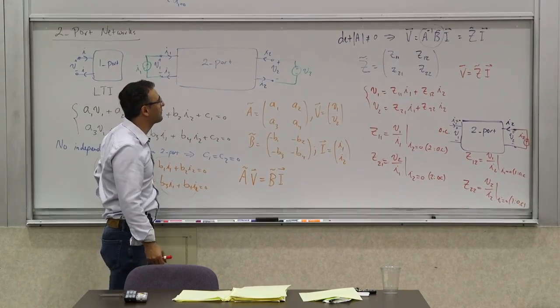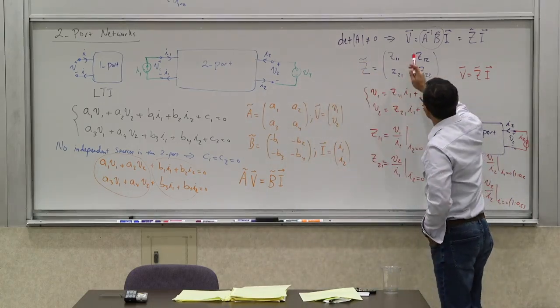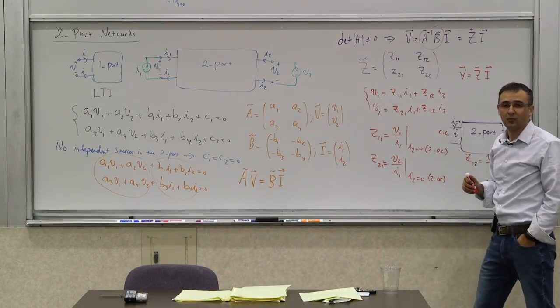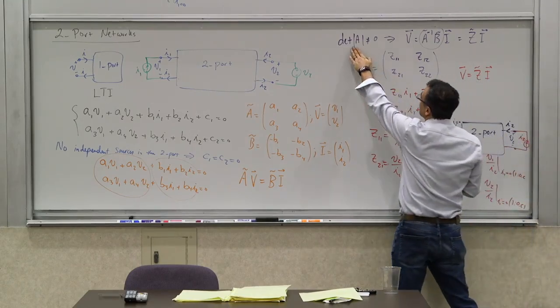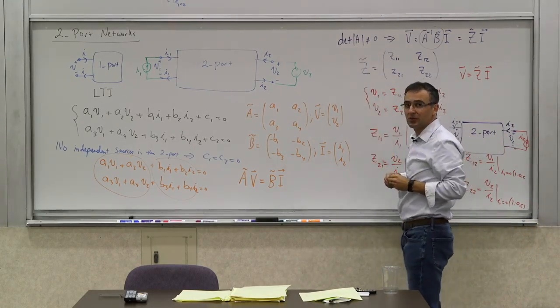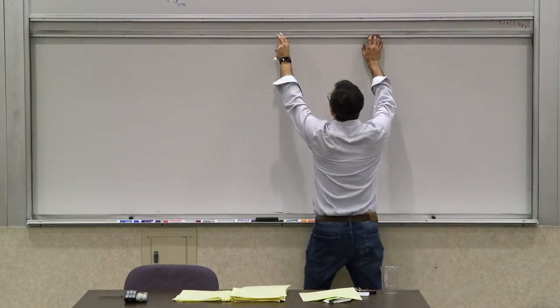You remember when we were defining the Z parameters, right? We said that this matrix A needs to be inverted. And of course, that means that it had to be invertible. And for it to be invertible, its determinant needs to be non-zero. So let's see what the determinant of that A matrix is in this example.